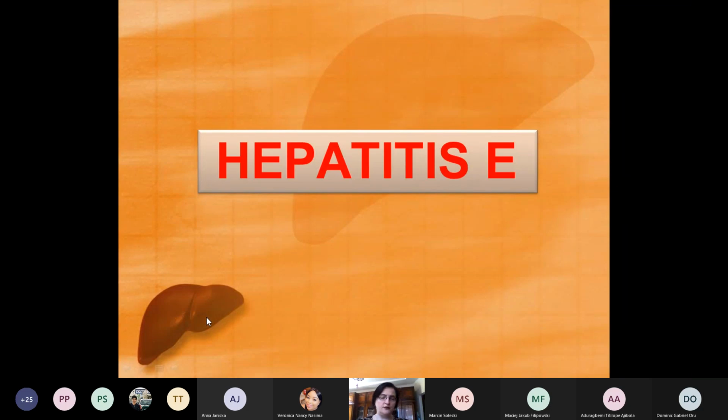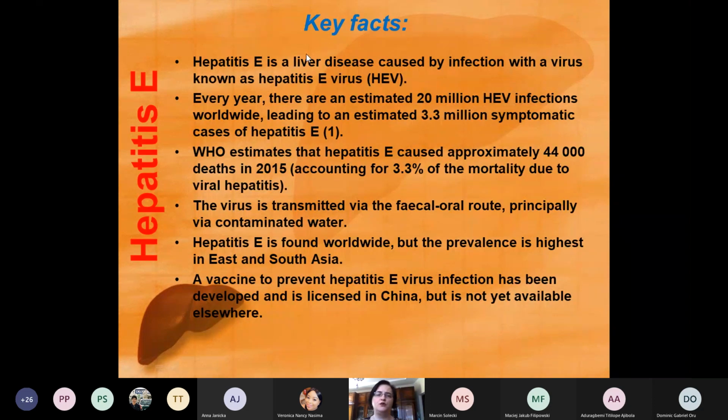And some words about hepatitis E, because it's also fecal-oral hepatitis. That's why we have to remember about this possibility. Key facts. Hepatitis E is a liver disease caused by infection with the virus known as hepatitis E virus, HEV. Every year, there are an estimated 20 million HEV infections worldwide, leading to an estimated 3.3 million symptomatic cases of hepatitis E.